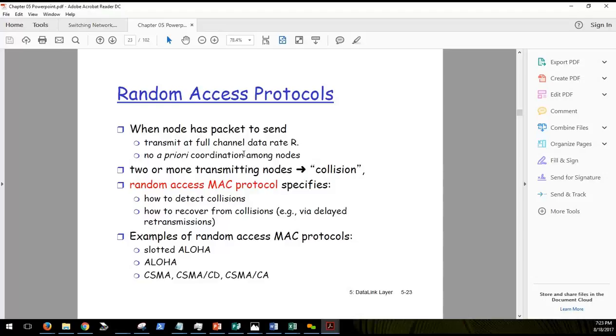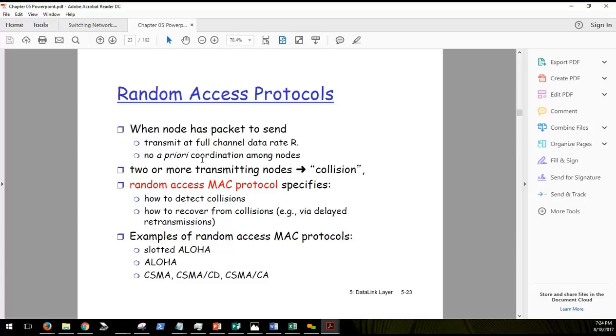Some examples of random access MAC protocols, and MAC means Media Access Control, okay? Correct. So some examples are slotted Aloha, Aloha, CSMA, CSMA-CD, and CSMA-CA. And we're going to go through each one of these, okay? We're going to talk about each one of these examples. Now, we're going to talk about Aloha to begin with, slotted Aloha, okay?